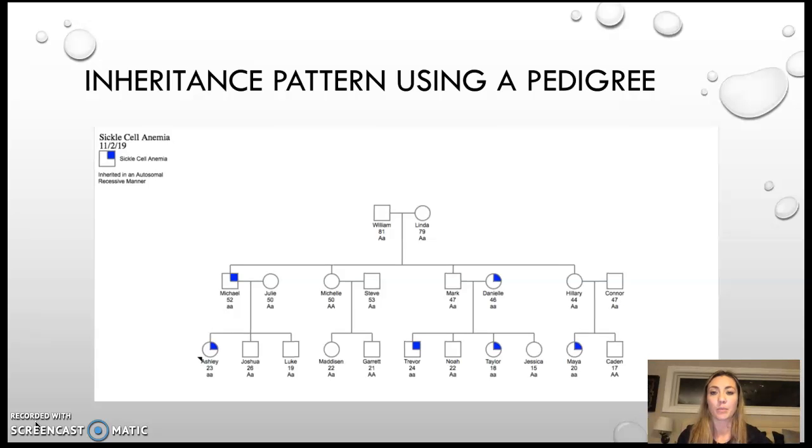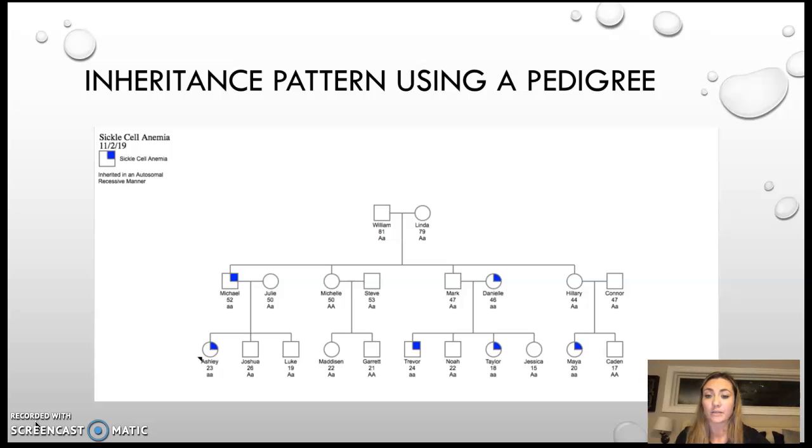So let's look at an example of the inheritance pattern using a pedigree. So first, let's look at the very top, at the couple of William and Linda. So they are both carriers of sickle cell anemia, but remain unaffected or non-symptomatic. However, they will have a 25% chance of having an unaffected child, a 50% chance of having a child who is a carrier of the mutated gene yet unaffected, and a 25% chance that the child will have sickle cell disease.